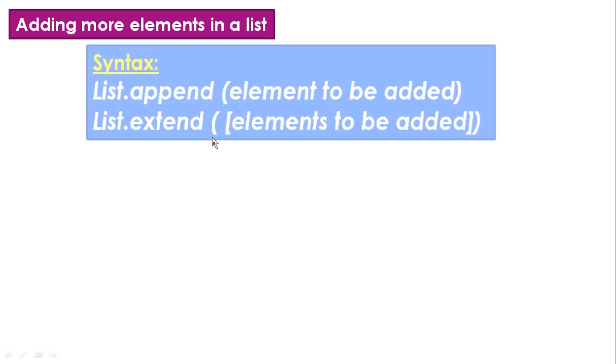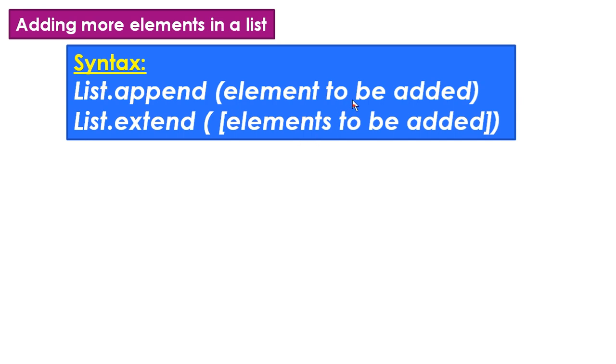Next, adding more elements in a list. We can append or extend the list. We can add a single element or more elements in the list. The syntax for adding a single element is list.append. So the append command is used to add a single element.